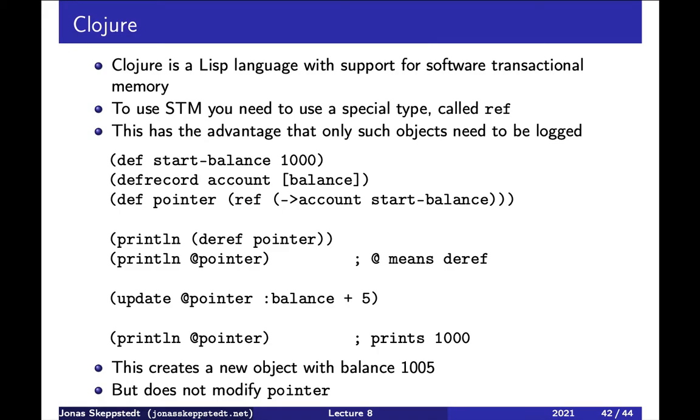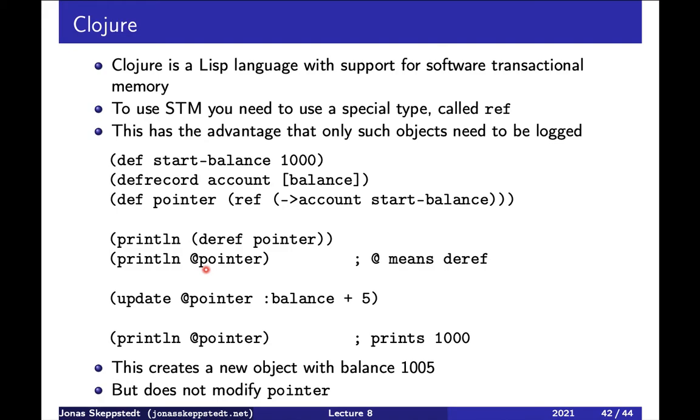Okay, and this type ref is what it is the modifications to the ref that are logged in the transactional memory system. Okay, and we create this def which points to this reference. We can see what it points at using deref or at pointer.